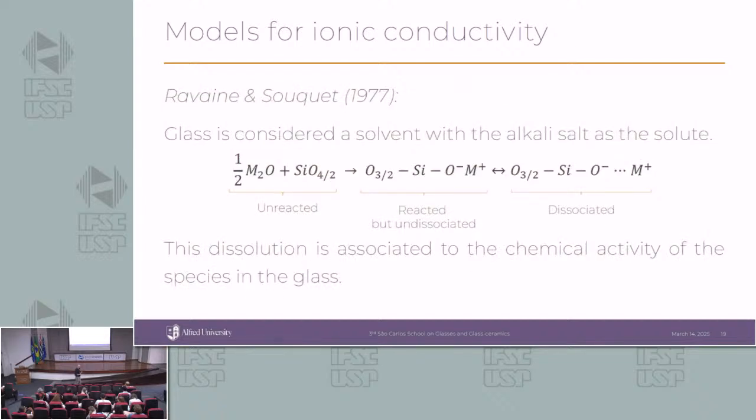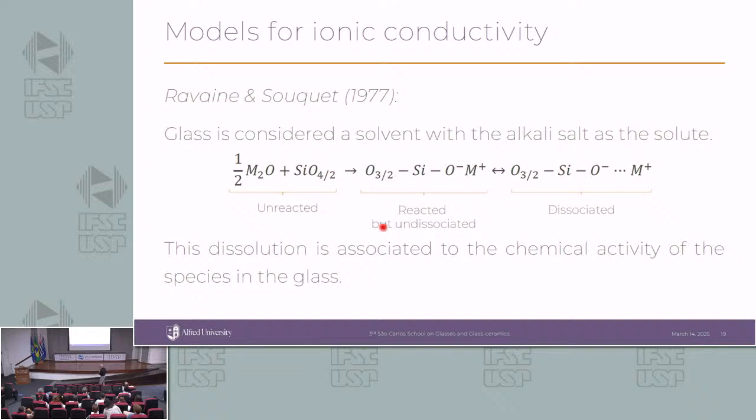Of course, I have to talk about Ravaine and Souquet, if you're not familiar with it. Souquet was my co-advisor, and I did a lot of the work on this. He spent a lot of time here in Lamav. Great guy. So back in '77, Souquet was thinking about this problem of the migration and formation of charge carriers. And he, as a chemist, related that to some chemical background.